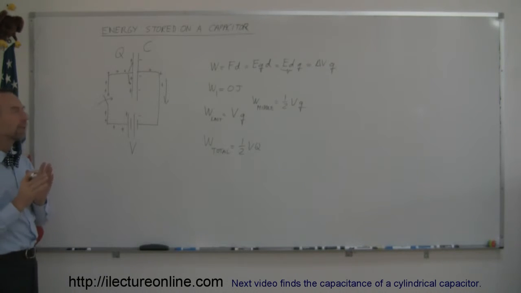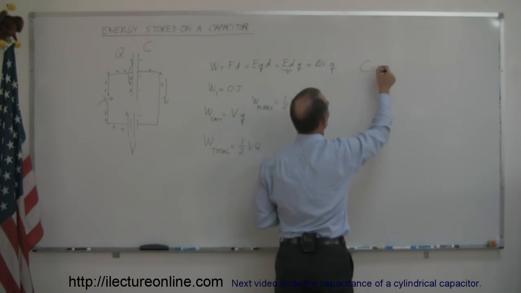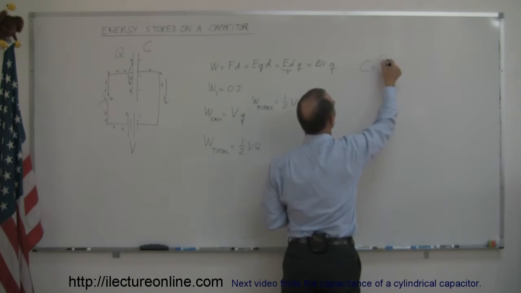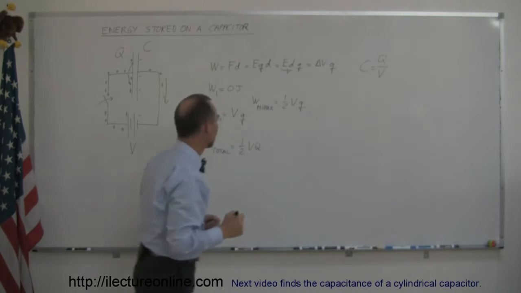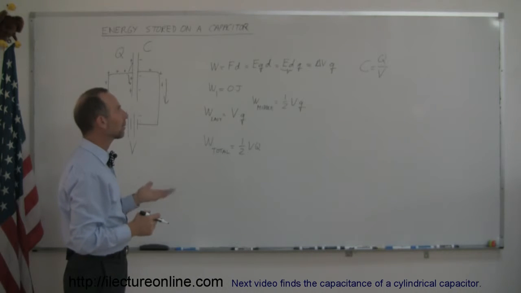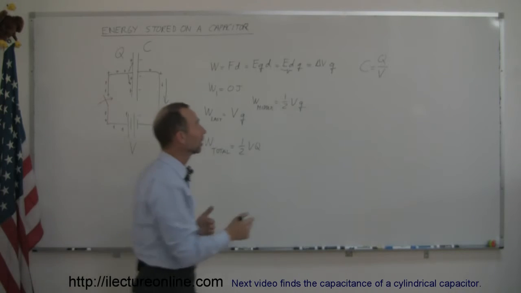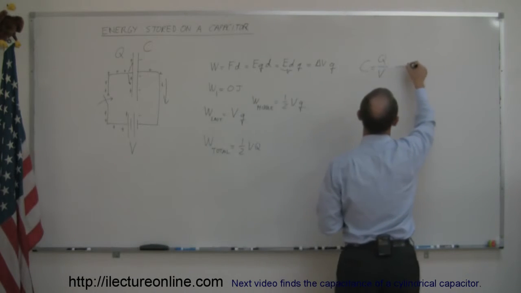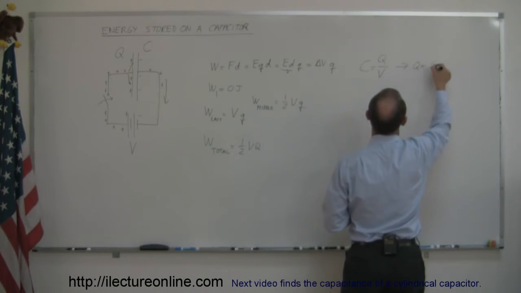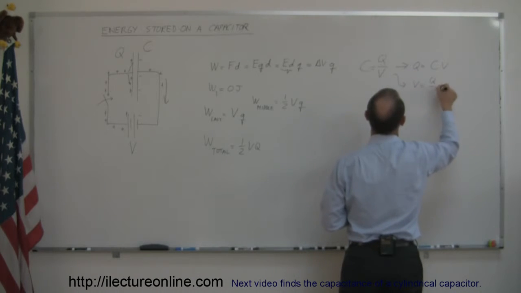Now, going back to the definition of capacitance, we can say that the capacitance is simply equal to the ratio of the charge that you put on the capacitor divided by the voltage you put on there. So we could replace Q by C times V, or we could replace V by Q over C. So here I can say that Q is equal to C times V, or that V is equal to Q divided by C.